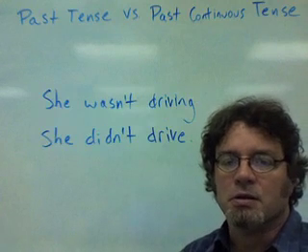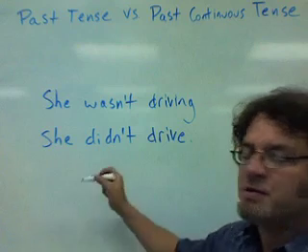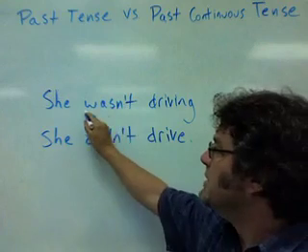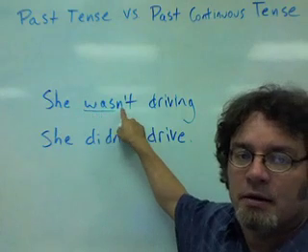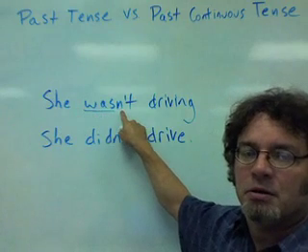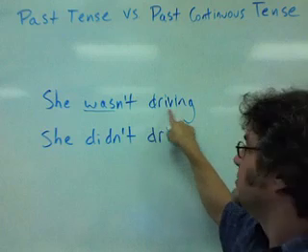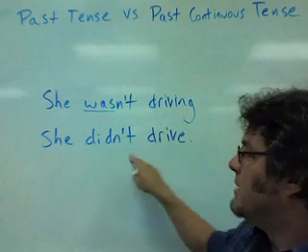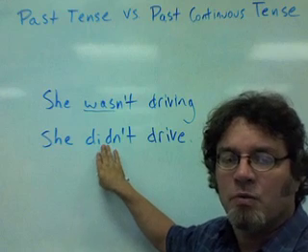In these two sentences, the main verb is the verb drive. The first example is in the past continuous tense, using the verb be. This matches the subject, she. Then followed by this contraction. And then the main verb is drive, but you change it to driving. She wasn't driving. In the past tense, to make the negative, you use the word did.